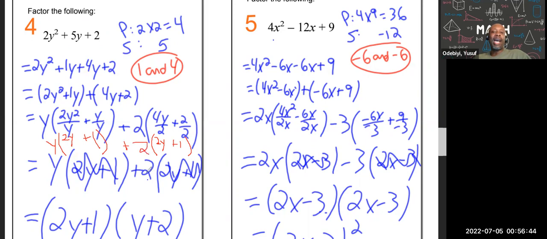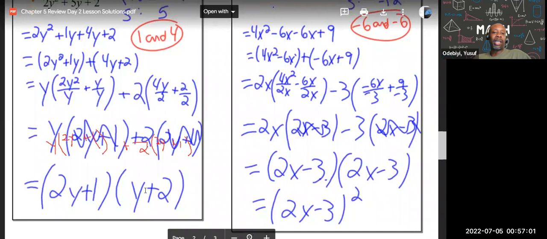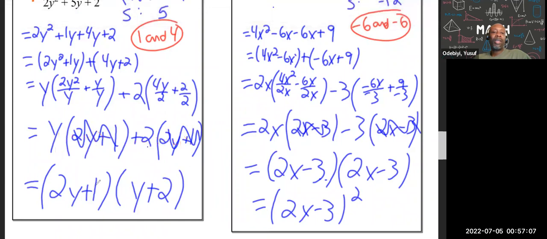Now, when I want to do the factoring, what I'm left with is to factor these out. In both these terms, I have 2y plus 1. So here's 2y plus 1, and then I'm left with y plus 2. So this is my answer right there. So this is the factor for the answer up there.